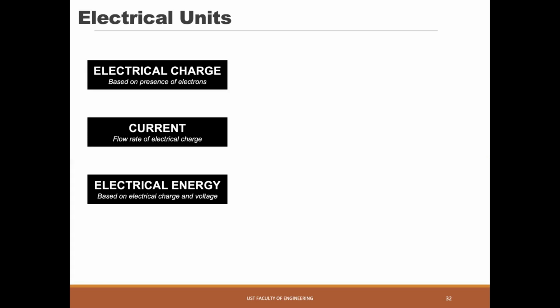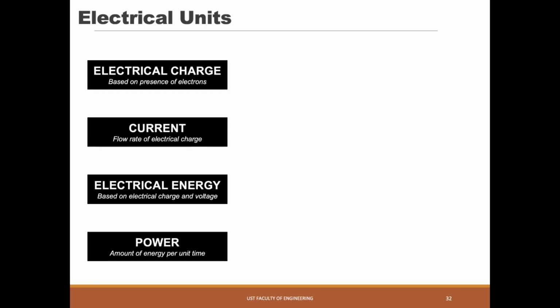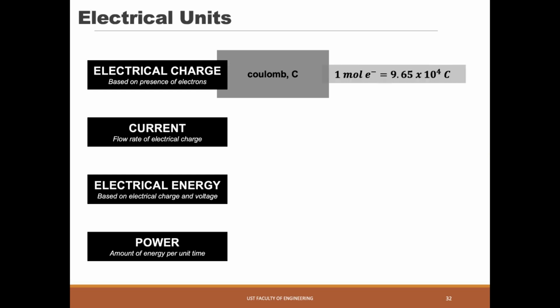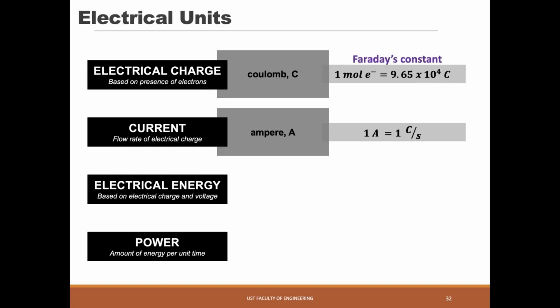And again, this energy could be quantified in terms of rate, and we call that the power. Electrical charge is measured in coulombs, and it is directly related to the moles of electrons present using Faraday's constant. So 1 mole of electrons is roughly equal to this amount of coulombs. Our current is measured in amperes, and it is simply 1 coulomb per second.